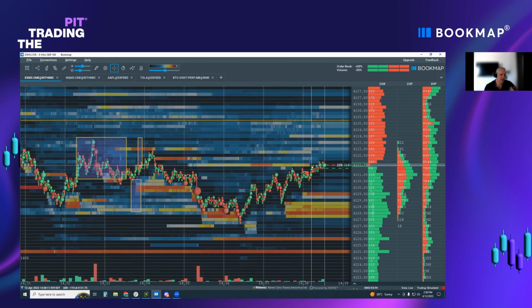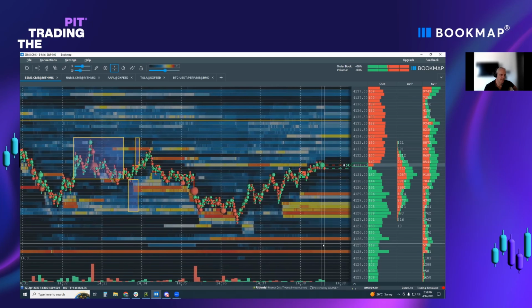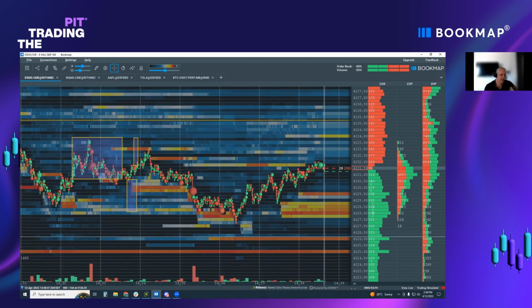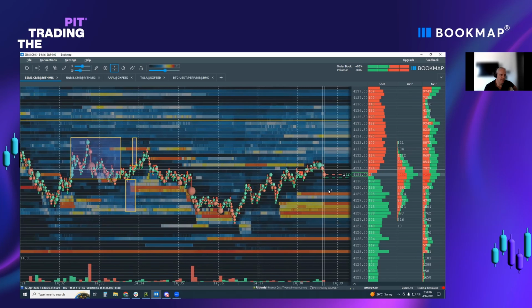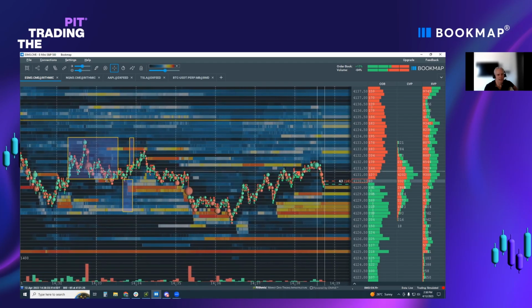The gate is open here for these buyers. If we don't get them, right back down to 29.5. And we didn't get them.